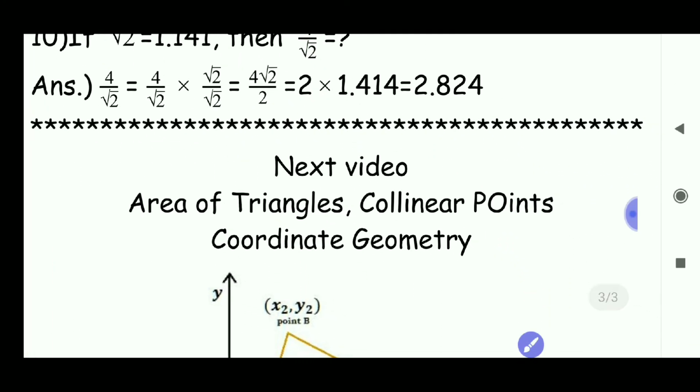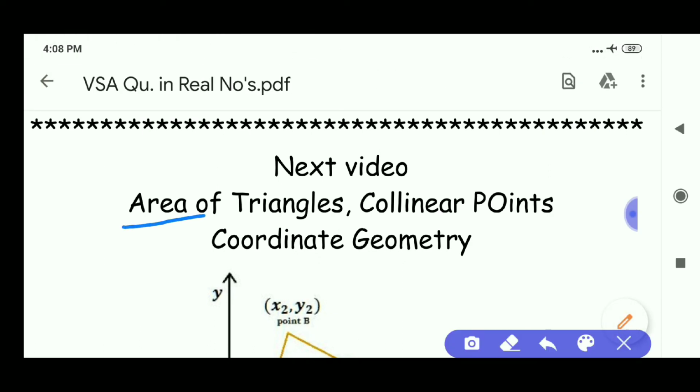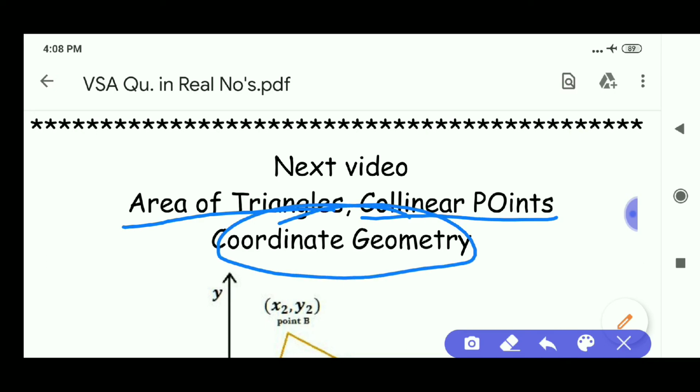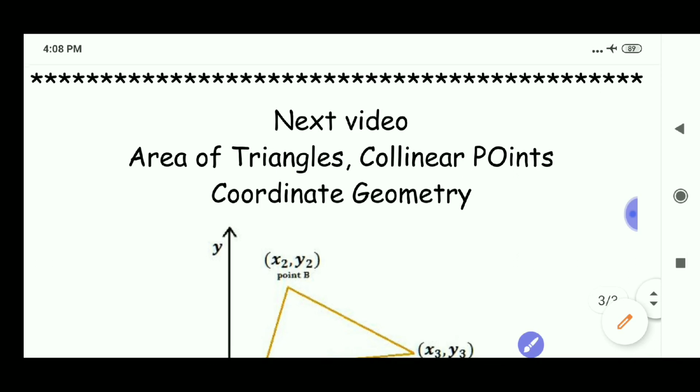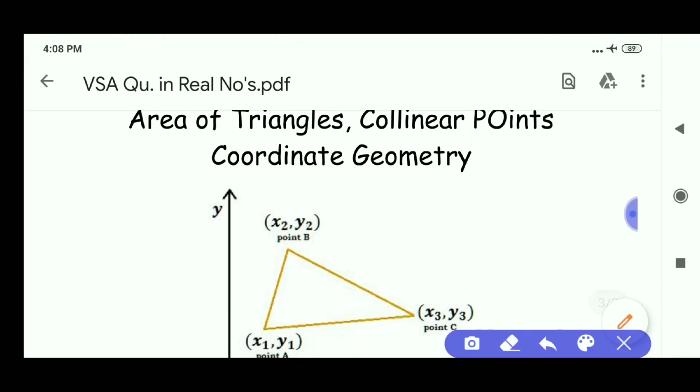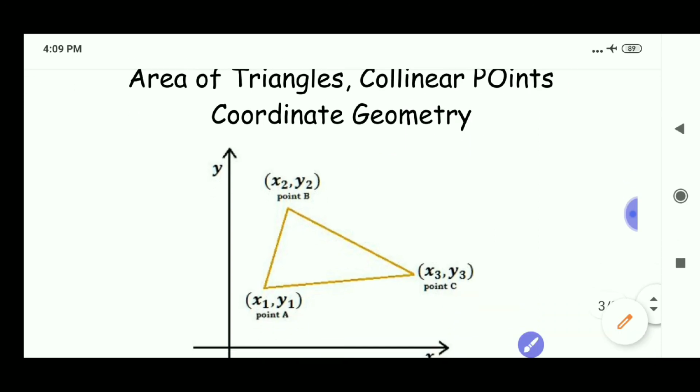Our next video is on areas of triangles and collinear points in the chapter Coordinate Geometry. It carries compulsory essay type questions, so don't miss the video on areas of triangles and collinear points.